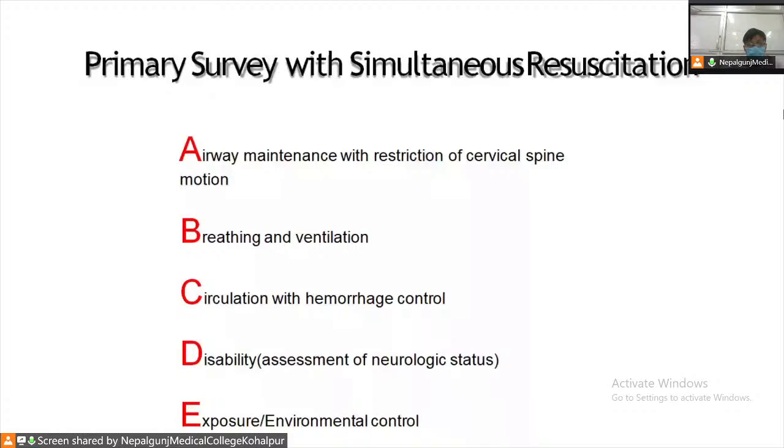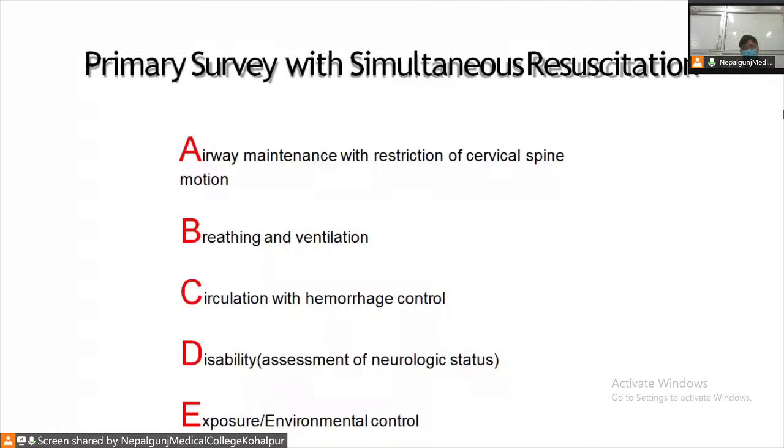The third thing that we need to focus on is circulation with hemorrhage control. If there is external hemorrhage, we can apply pressure and bandage it until we arrange for blood. At the same time, we need to open a wide bore cannula to resuscitate. Next is disability, that is assessment of neurological status, which is required for disability management, so we can prevent further deterioration of the spinal injury in this case.